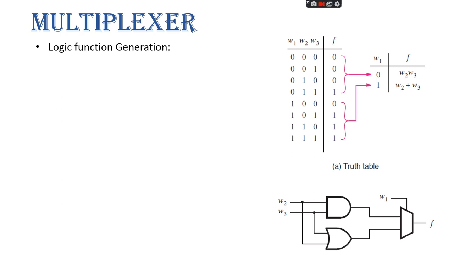So for the last one, I think this is the last one on the multiplexer, and then we will be doing some applications of multiplexers. You are told to implement this truth table using a 2 into 1 multiplexer. So how can we do that?